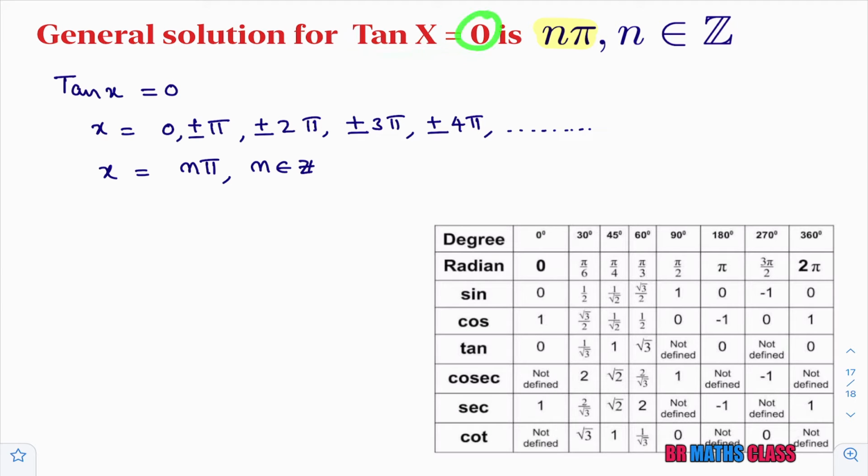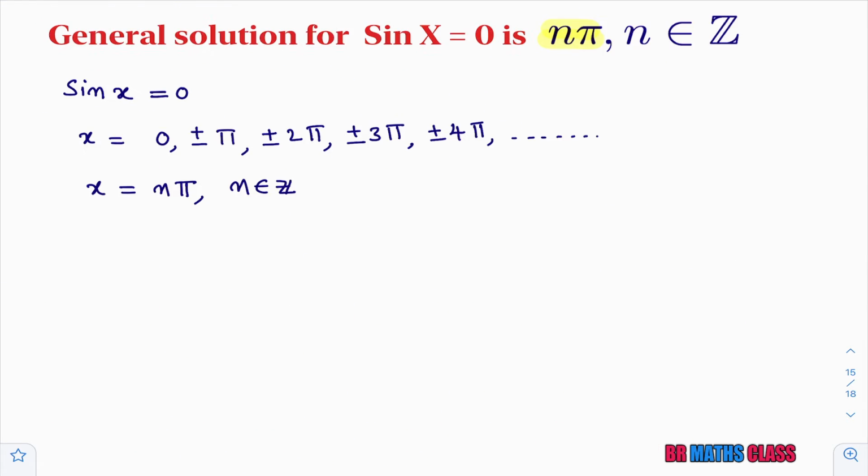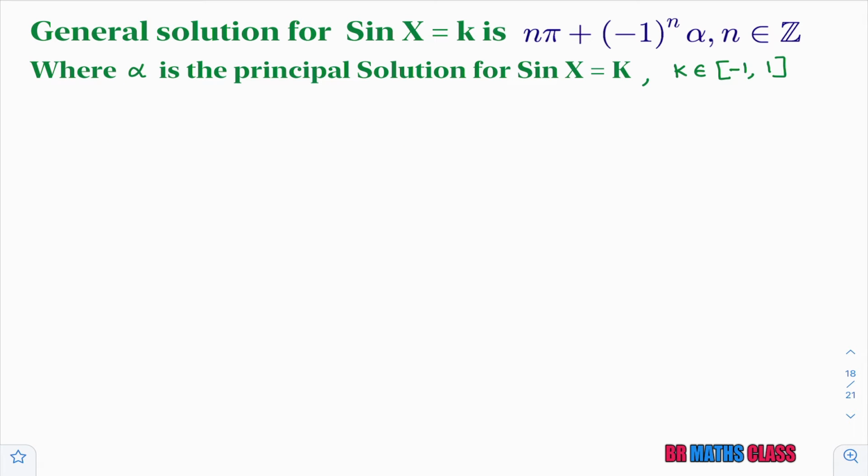In case 0 is not there, and sin x equal to k, cos x equal to k, tan x equal to k is there, then what are the general solutions? Those things we are going to learn now. This is the fourth result in trigonometric equations. General solution for sin x equal to k is n pi plus minus 1 whole power n into alpha. In the first result, we learned general solution for sin x equal to 0 is n pi. In place of k, here 0 is there at that time. General solution for sin x equal to 0 is n pi.